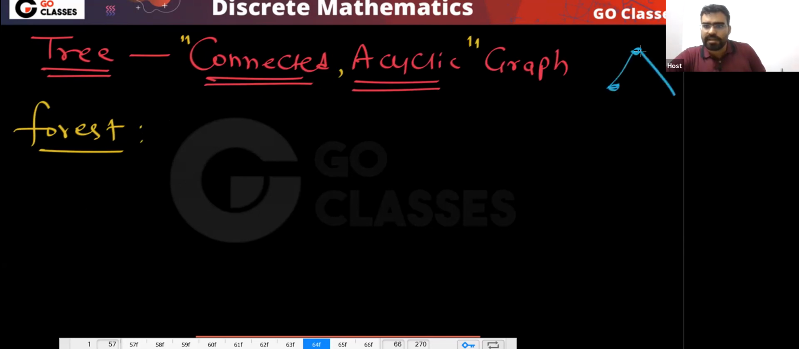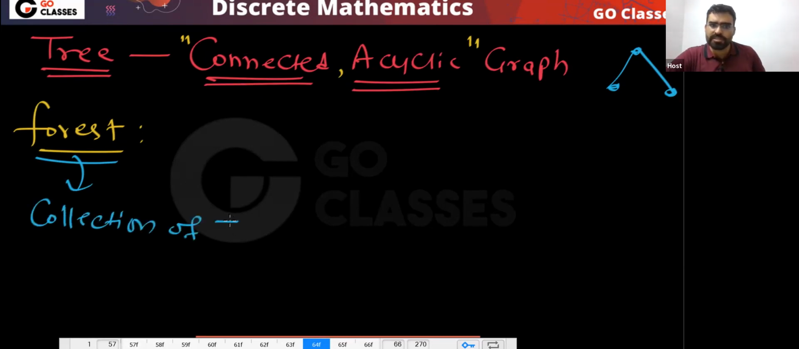I can say connected acyclic. This is a tree because this is connected and this is acyclic. What is a forest in the real world? A forest is basically a collection of trees.